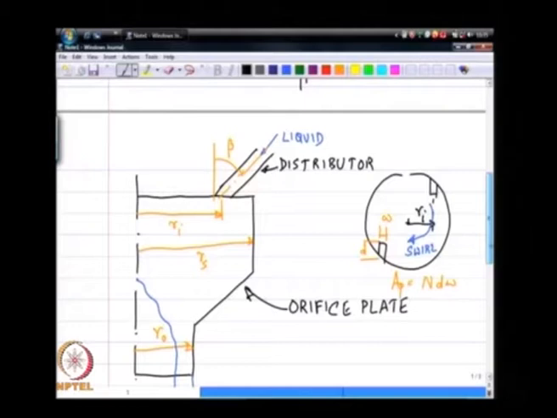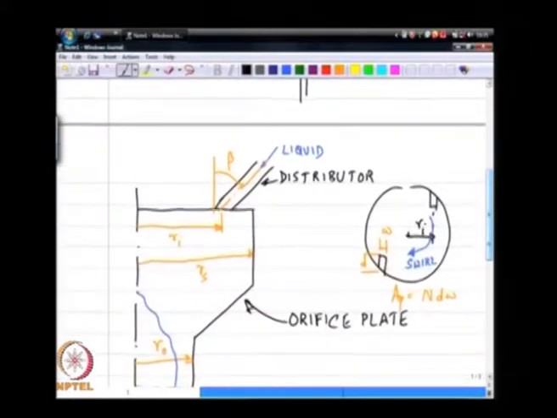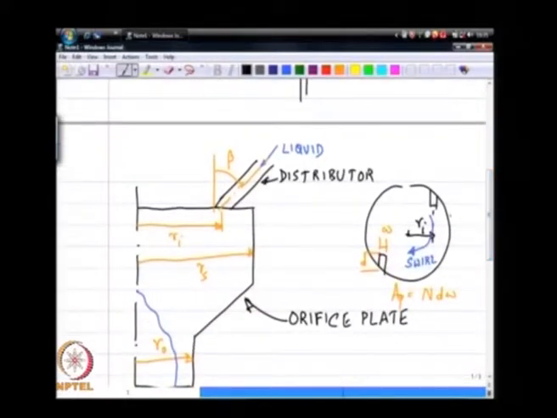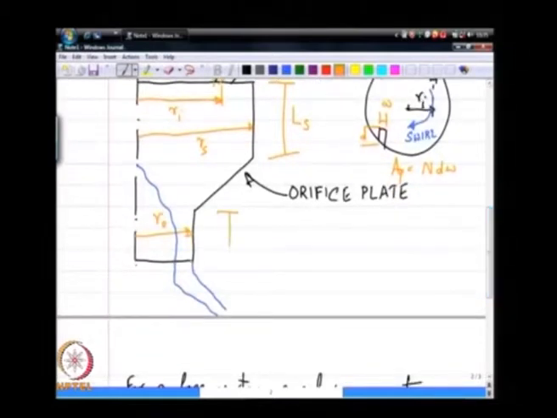For example, the degrees of freedom available to me are n, d, w, r I, r s, I will add a few more if this is L s and if this is L o.